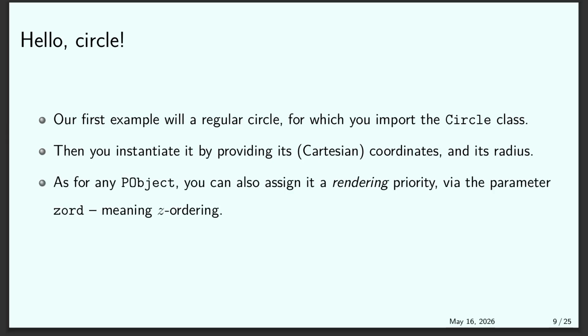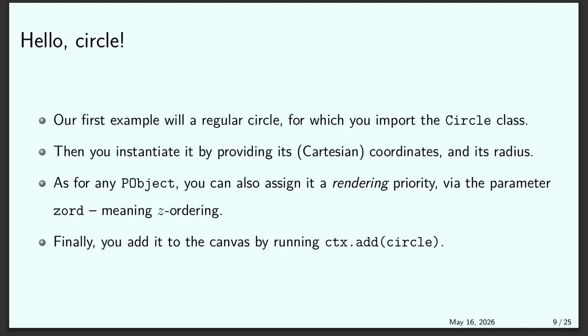So then what you do, with any P object, you can also assign it a rendering priority. It's called CORD for set ordering. It doesn't have a set buffer, doesn't have a depth in and of itself, but it's a good way to visualize mentally how this works, how things are placed on screen. That's optional. You don't have to put it. By default it's zero, a default that has already been initialized for your P objects.